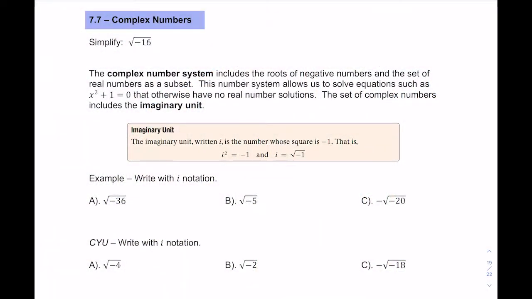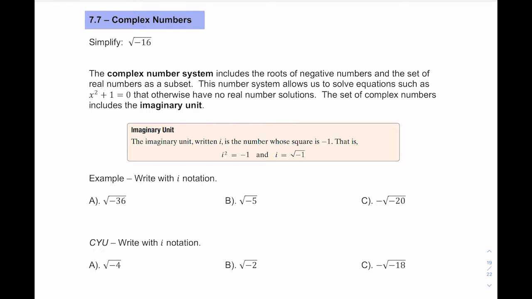Hi everyone, in this lesson we're going to look at 7.7, which is complex numbers. And we're going to start out with the square root of -16. So if you were to simplify that, what would it simplify to? If you're having trouble thinking of what it would simplify to, it's because there is no real number that simplifies to the square root of -16.